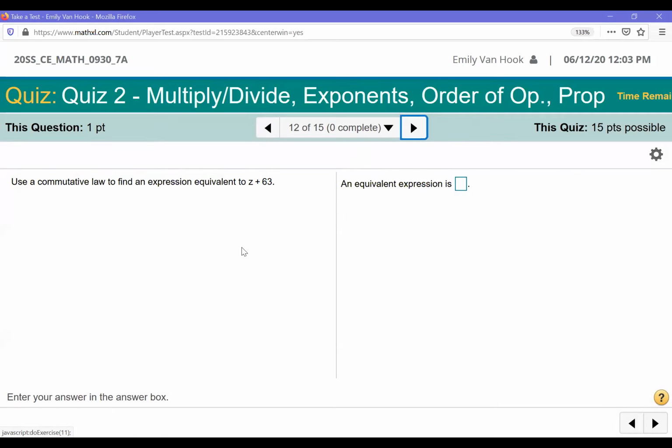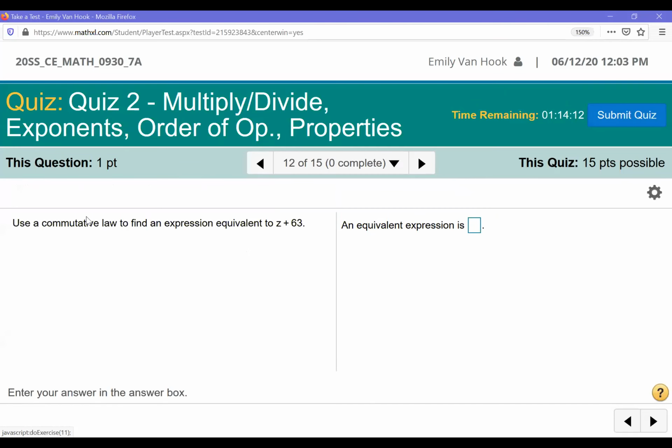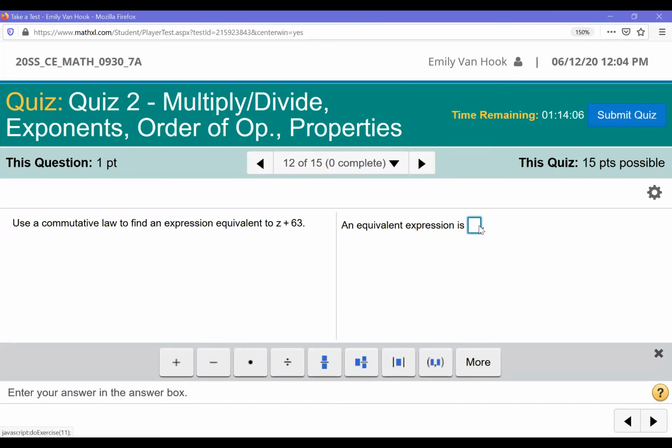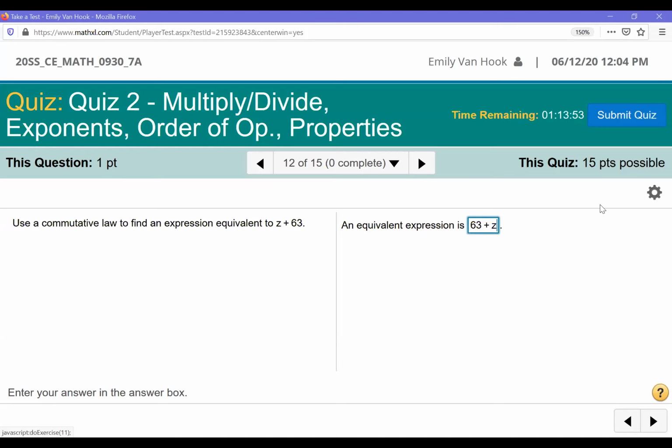Okay, here we go. So here's number 12 in the quiz. Use a commutative law to find an expression equivalent to z plus 63. Okay, commutative law, that's the one about switching order and maintaining an equivalent expression. So if I just switch the order, instead of z plus 63, I'll write 63 plus z. And you can see on a quiz, I can't check my answer here. There's no question help available. So I would do the homework first before you come and take a quiz. But this is, again, good practice.